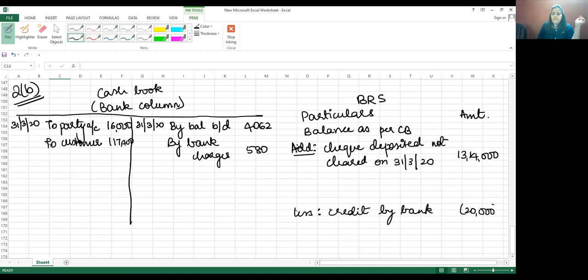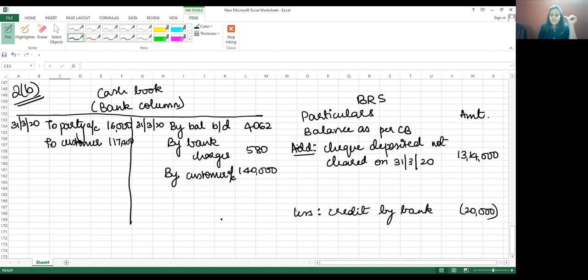Okay. Next one. A bill of exchange for 1,40,000 was discounted by Chandan with his bank. This bill was dishonored, but no entry has been made in the books of Chandan. Once you discount a bill with the bank and the bill gets dishonored, so the bank will not ask money from that person, they will directly take the money from your account. So your account will decrease. So it will be 1,40,000 by customer account.